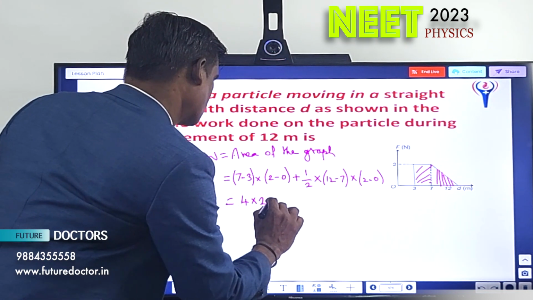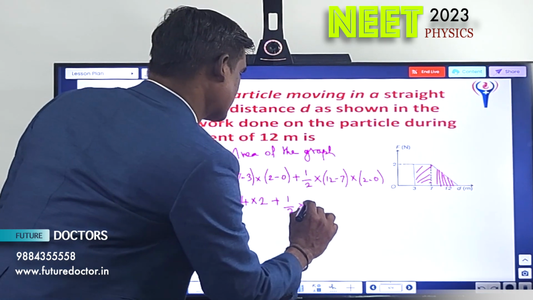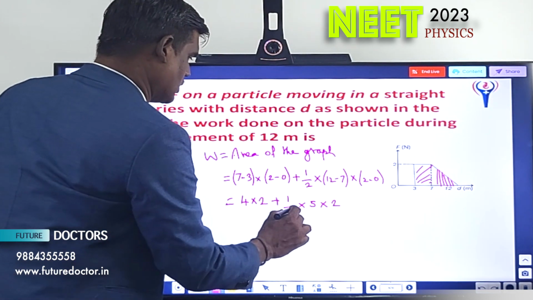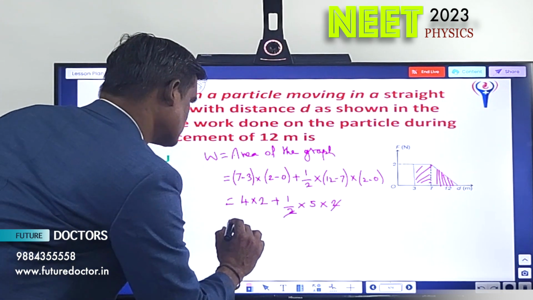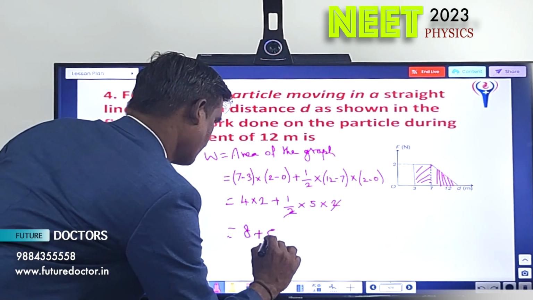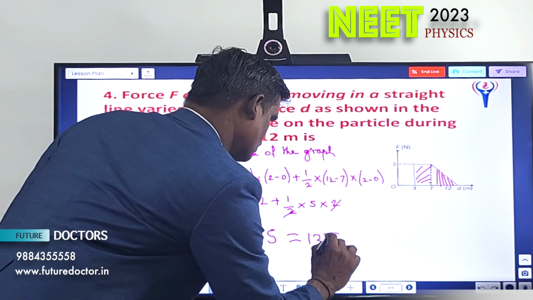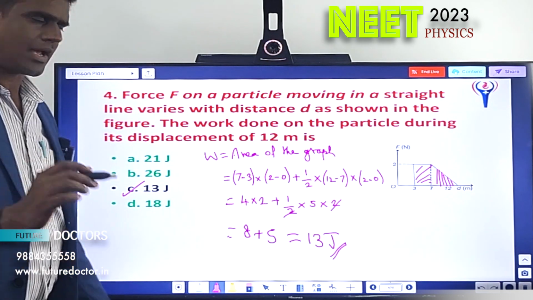4 into 2, plus 1 by 2 into 12 minus 7, which is 5, into 2 minus 0, which is 2. This 2 gets cancelled. 4 into 2 is 8. 8 plus 5 equals 13 joules. That is option C. Option C is the correct answer.